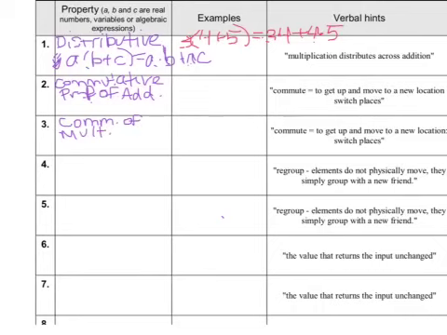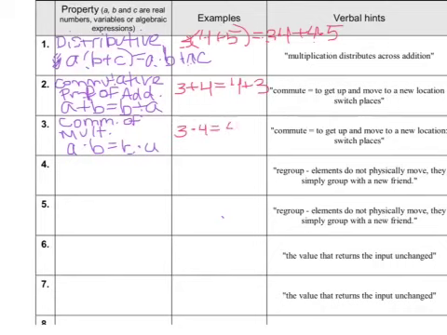The commutative property of addition could be shown by changing the order. A plus B is the same thing as B plus A. And for multiplication, A times B is the same thing as B times A. So we can see that 3 plus 4 is 7, which is the same thing as 4 plus 3, which is 7. And 3 times 4 is 12, which is the same thing as 4 times 3, which is 12.